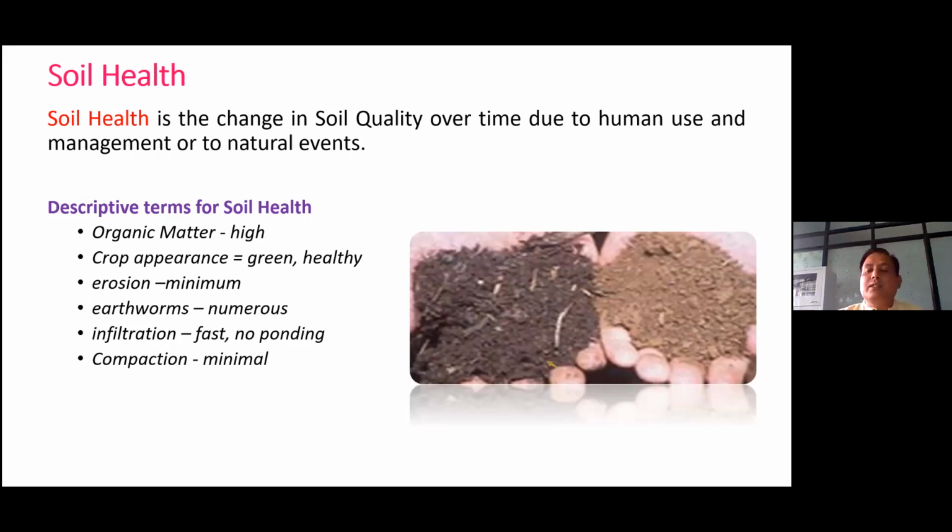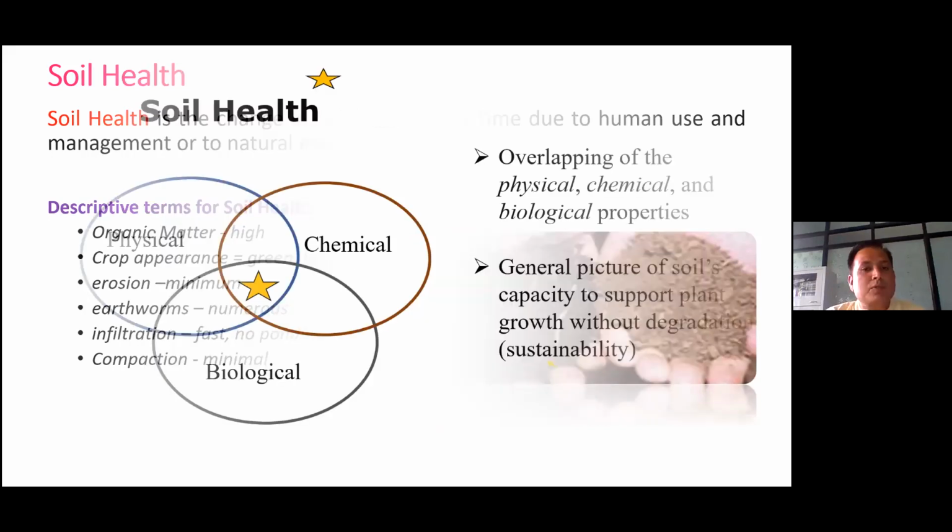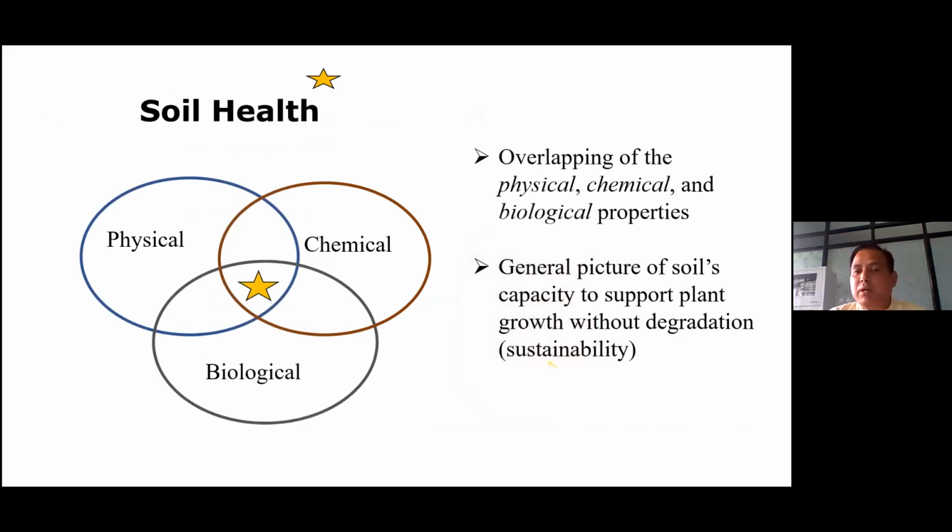There are three types of soil properties: physical properties, chemical properties, and biological properties. Similarly, we have physical soil health, chemical soil health, and biological soil health. But where we get a balance between physical, chemical, and biological properties, there we can say the soil health is good. A very good example is represented by three circles, where I have put one star. Here we have the physical, chemical, and biological properties in balanced form. So here only we can say our soil health is good.